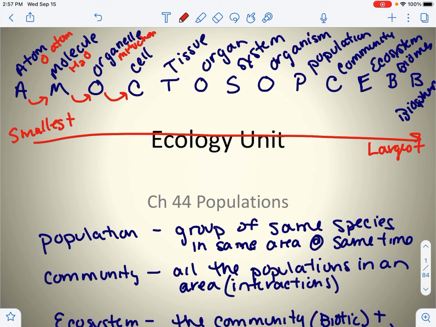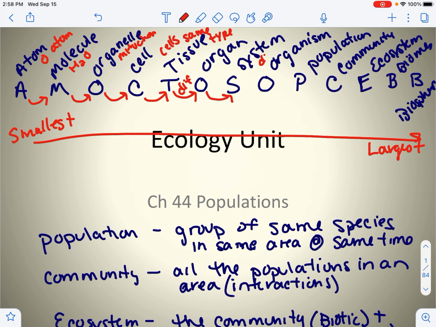You put a bunch of cells together and you can get a tissue. A tissue is cells of the same type. So a group of muscle cells is muscle tissue. A group of nerve cells is nerve tissue. Then a bunch of different tissues together can give you an organ. For example, your stomach is an organ and it has muscle tissue, nerve tissue, connective tissue, different kinds of tissue. You put a bunch of organs together, working together, and we call that a system.